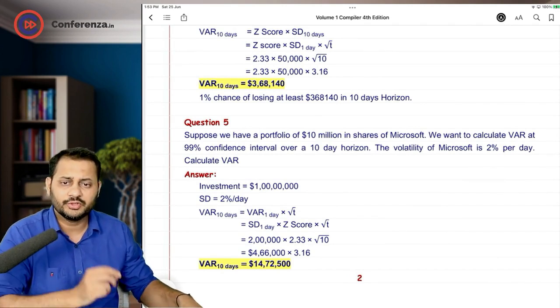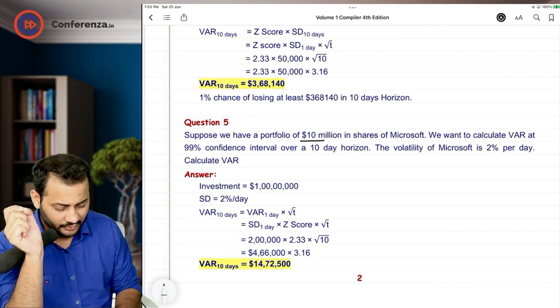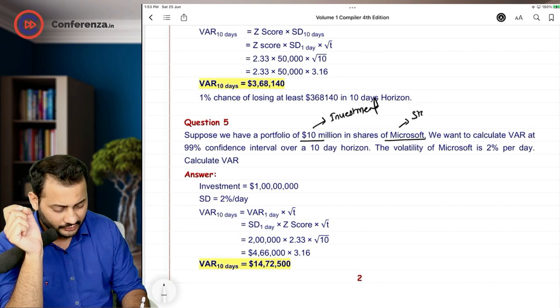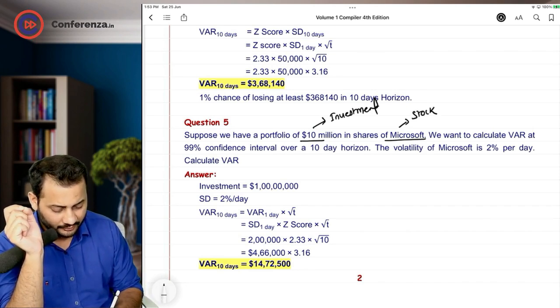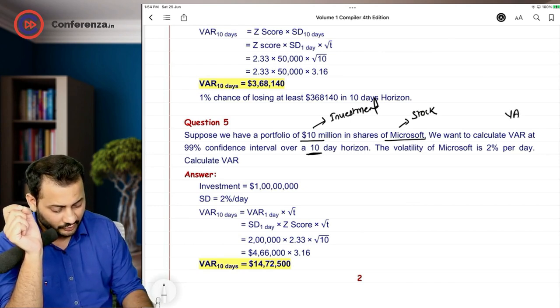Have a look. Suppose we have a portfolio of $10 million in shares of Microsoft. What is this $10 million? Investment. We have investment in the stocks of Microsoft. We want to calculate VAR at 99% confidence interval over 10-day horizon. So have a look. We want to calculate VAR for 10 days.